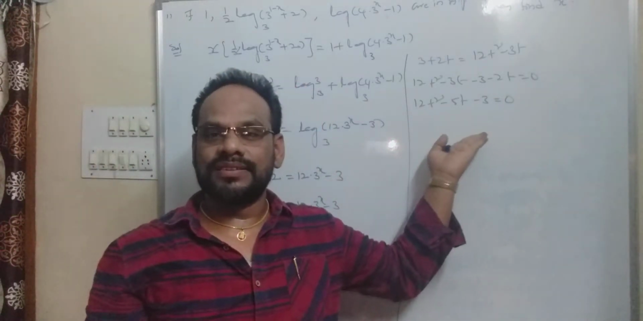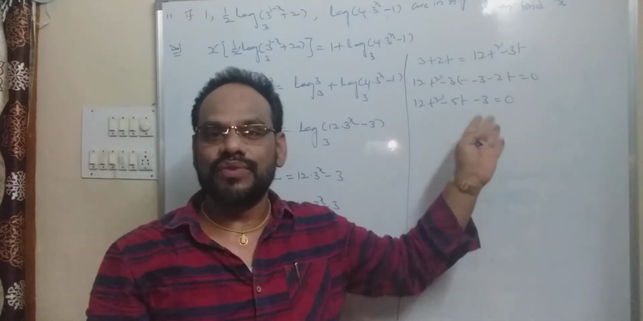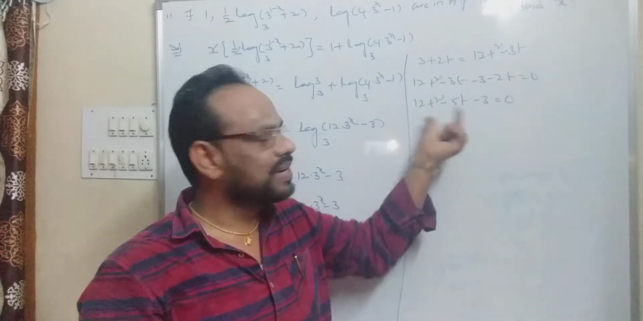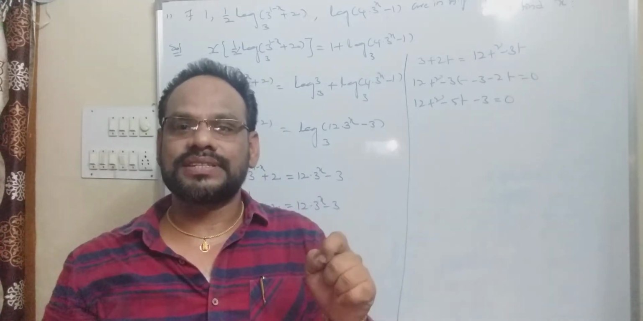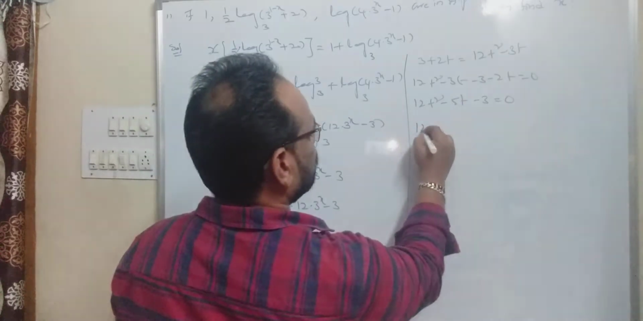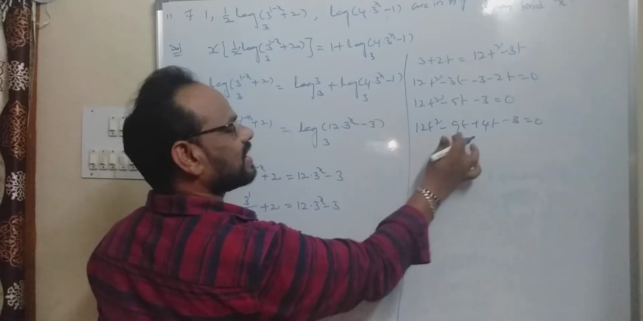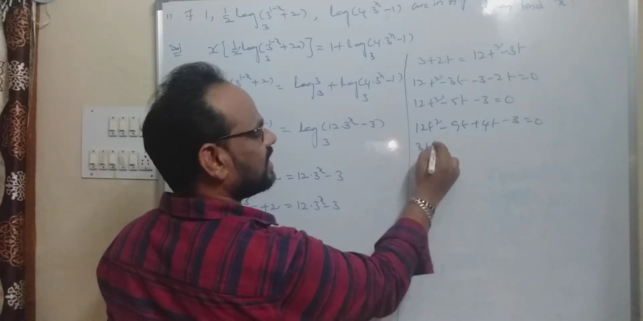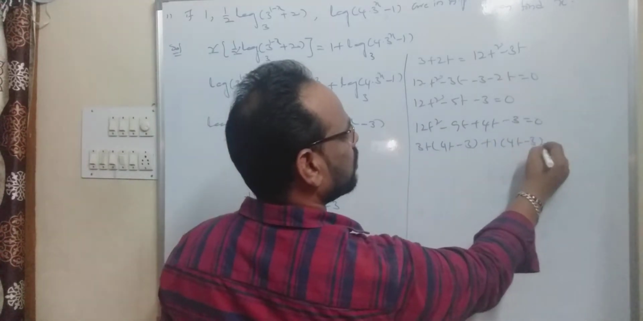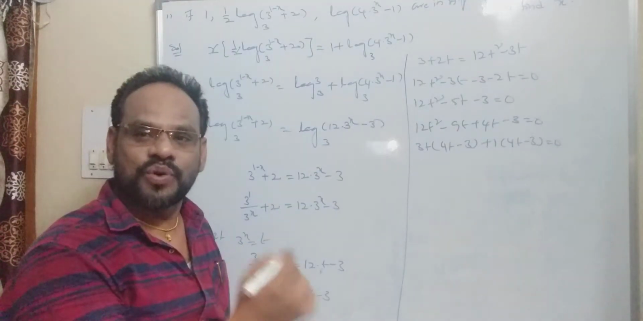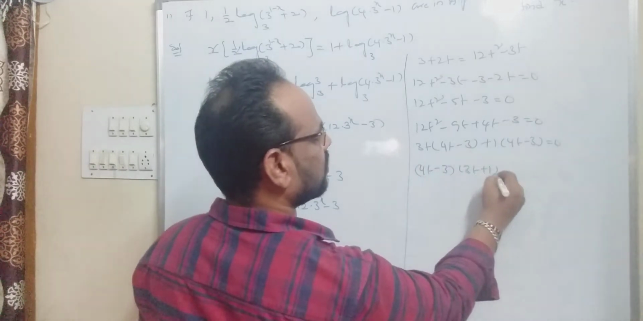This is, we will get a quadratic equation. If you factorize this one, 12t square into minus 3, we get minus 36t square. If you split the middle term, 9 fours are 36, that means minus 9t plus 4t. That means 12t square minus 9t plus 4t minus 3 is equals to 0. If you take 3t as common, we get 3t into (4t minus 3) plus 1 as common, (4t minus 3) is equals to 0. If you take 4t minus 3 as common, we get (4t minus 3)(3t plus 1) is equals to 0.